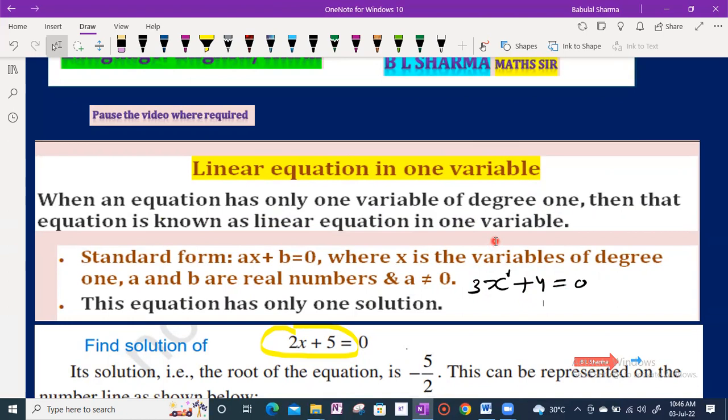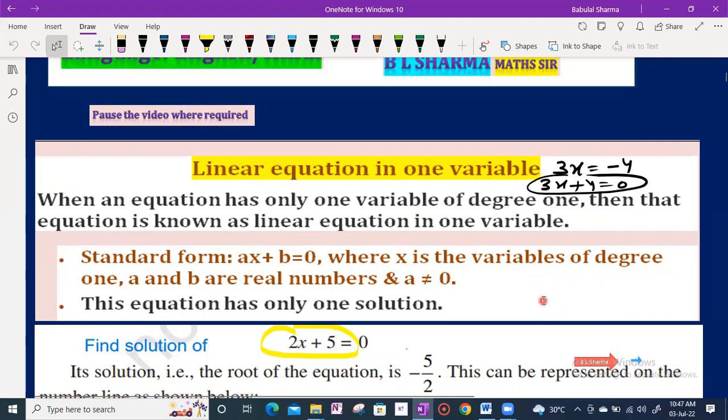The standard form is, whenever it is written like 3x is equal to minus 4, you take the minus 4 from the right hand side and transpose it to the left hand side. So 3x plus 4 is equal to 0. This is the standard form of it, that is ax plus b is equal to 0, where x is the variable of degree 1 and a and b are real numbers. When we say real numbers, it means either rational or irrational numbers.